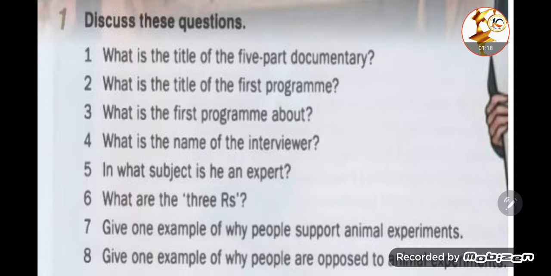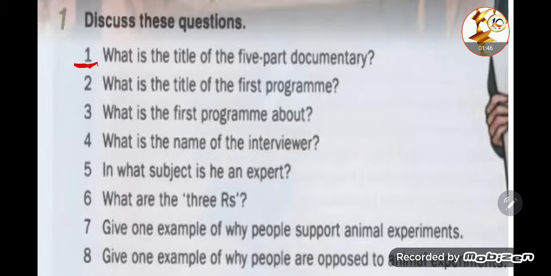This question has 8 branches, and the branches here means أفرع, not أغصان. It has two meanings: أغصان الشجر, and branches here means a branch of a question. So we have 8 branches for question number 1. Please pay attention with me in order to understand the questions and the answers.